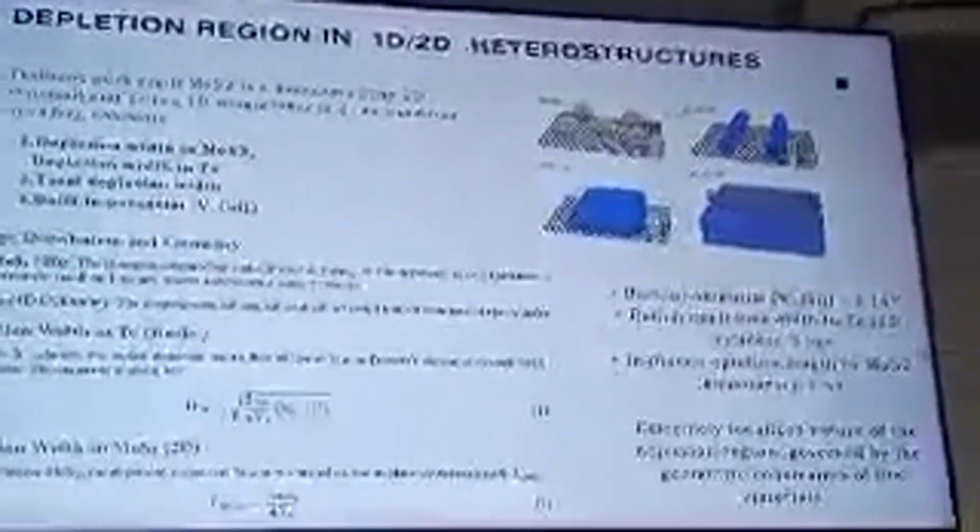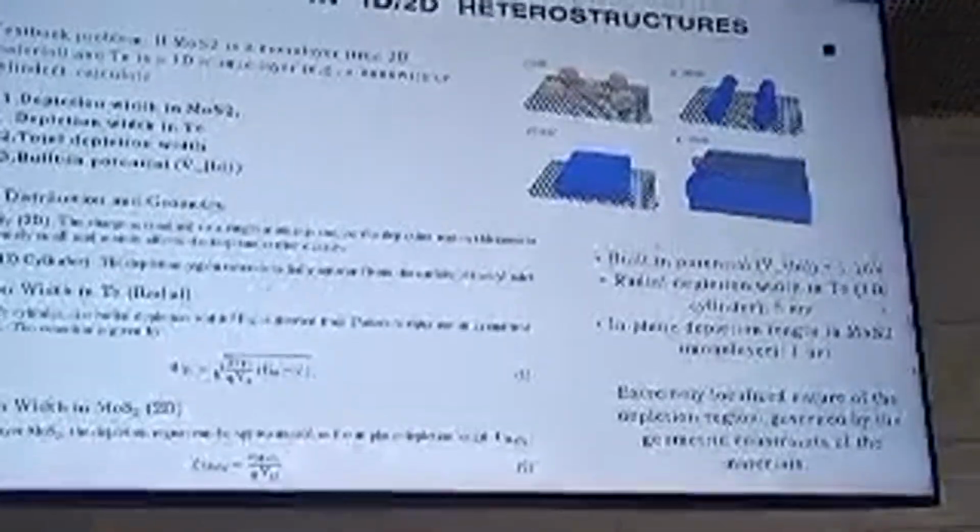Okay, so if we take a very simple textbook problem, MoS2 is a true 2D monolayer, and tellurene is a one-dimensional chain. Now, from a very basic understanding, can we calculate the depletion region in MoS2 and the depletion region in tellurene, and the total depletion width and the built-in potential which is created in the depletion region for, let's say, this structure?